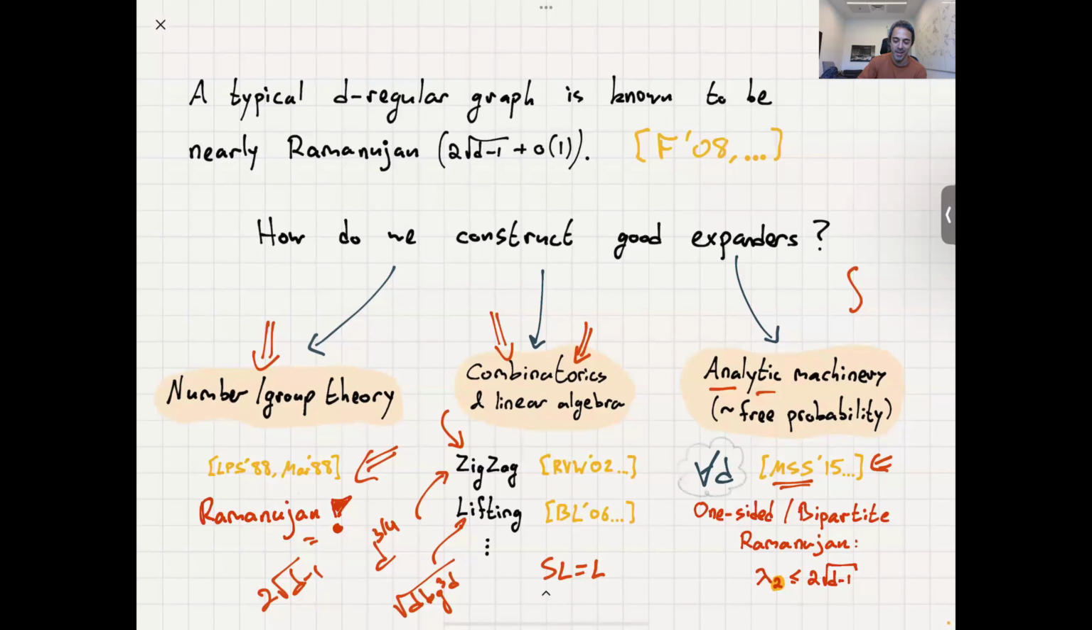Okay, so the takeaway from this part is that the analytic machinery that MSS introduced is something that you may want to understand because it could serve you in solving your favorite problems. And it actually was very useful for us to solve some of the problems that we considered recently.